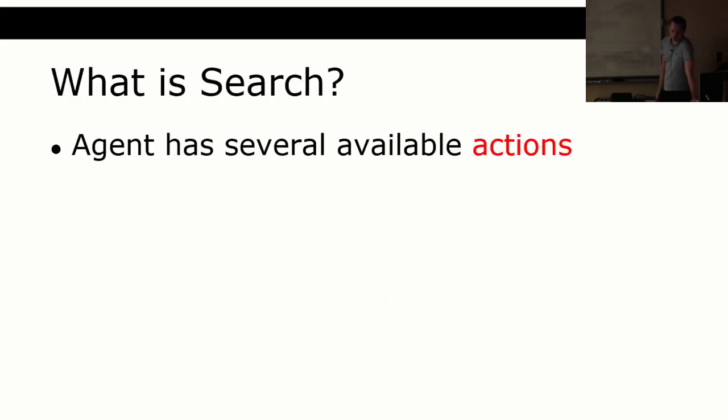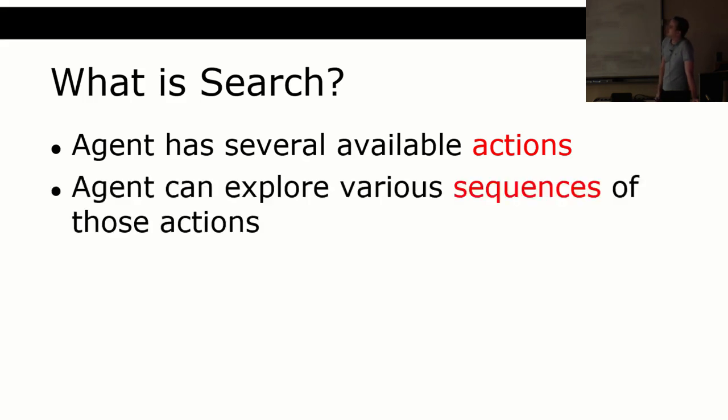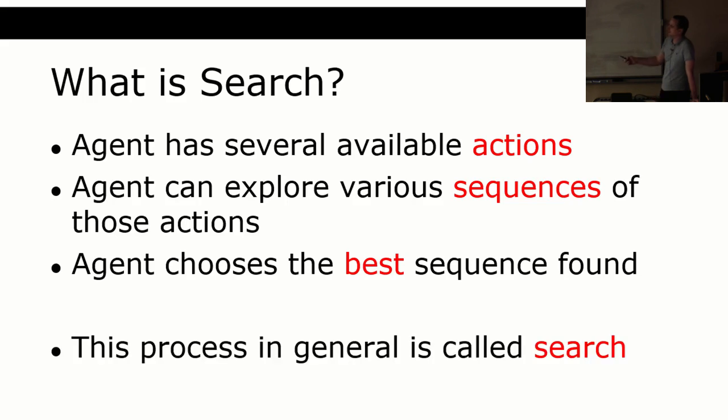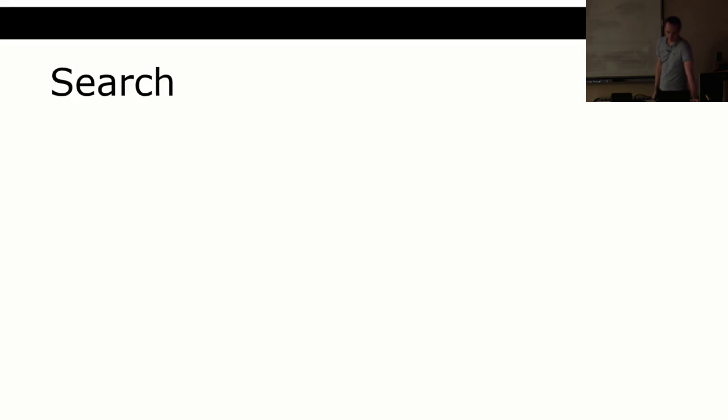So what is search? Well, each agent has several available actions that they can do at any given time. If at any point your agent has run out of actions, then there's no solution, right? Because they can't move from where they are. The agent can explore various sequences of those actions, so different combinations or permutations of those actions, and then the agent is somehow going to evaluate those sequences and then choose the best sequence that they found. And this process is called search. You look over a bunch of different possibilities and you choose the best one.